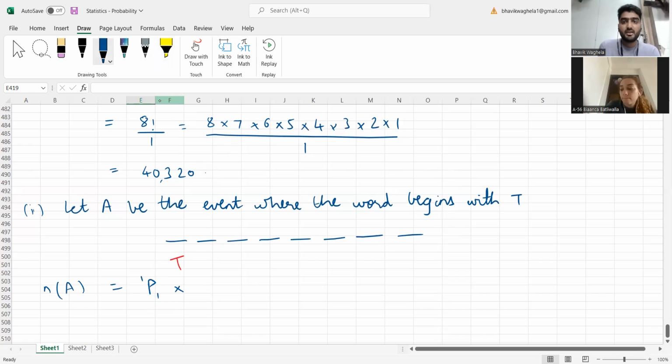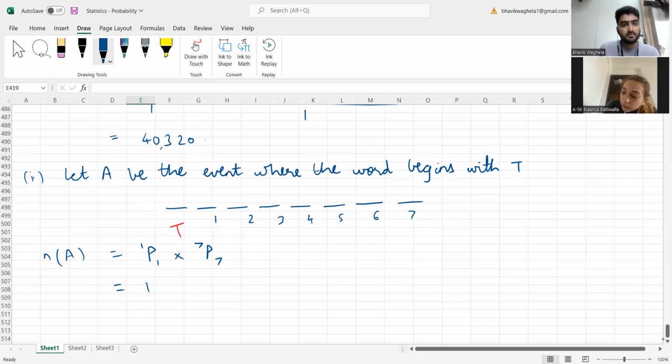Now for the remaining 7 places, 1, 2, 3, 4, 5, 6, and 7, you can arrange the remaining 7 letters out of 7 remaining letters. You can't write 8P7 because T is already set in its place. Now you are not having the letter T; you are having HURSDAY. So 1P1 is 1, and 7P7 would be, this time I'm writing it directly, 7 factorial. For example, 8P8 would be 8 factorial, 7P7 would be 7 factorial, and 6P6 would be 6 factorial.